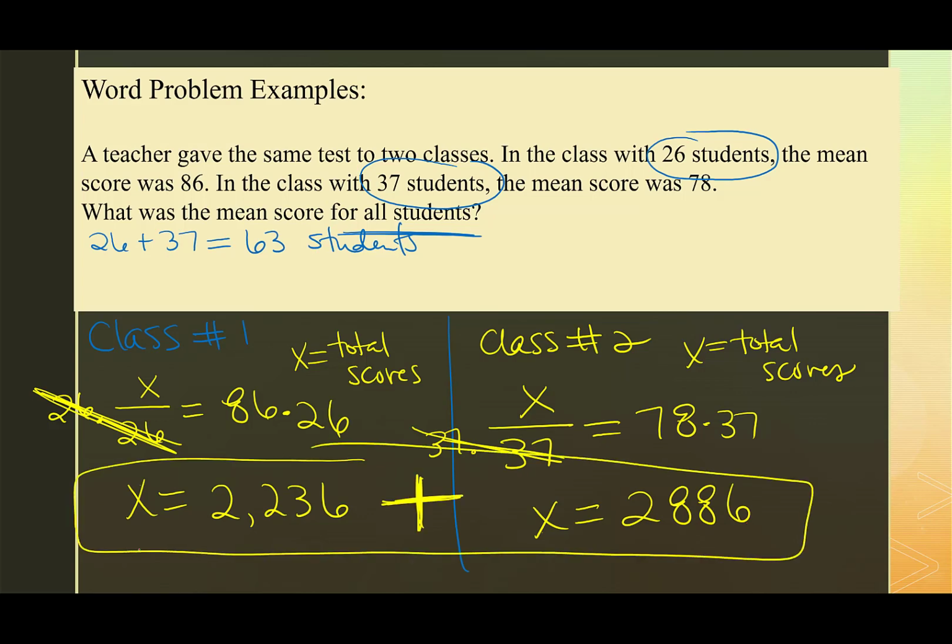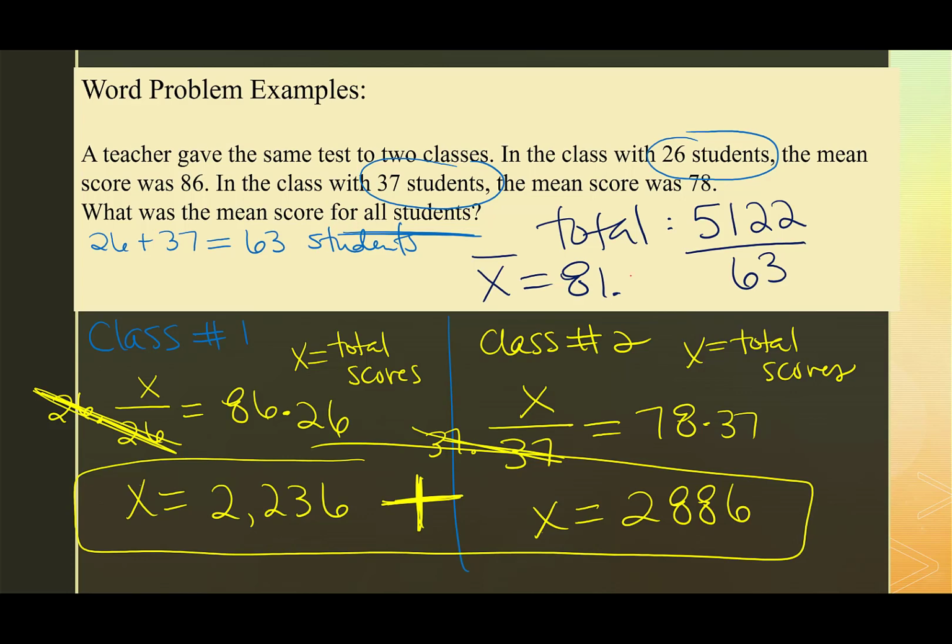And I've run out of room. So up here the total score is 5,122. Let's divide that by 63 students for a mean score of 81.3.